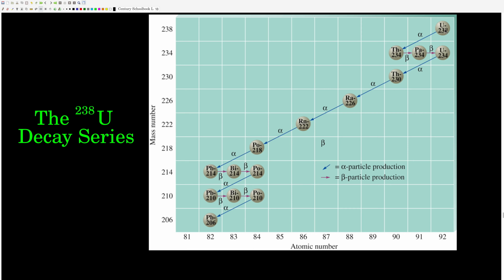This is the decay series for uranium-238. If we start up here with uranium-238, it spontaneously gives off an alpha particle to make thorium-234, which undergoes beta emission, and then another beta emission, and then alpha emission, alpha, alpha, alpha, alpha, beta. I don't expect you to memorize this, because it's different for each nucleus. But this is just an example so you have an idea of what a decay series looks like.